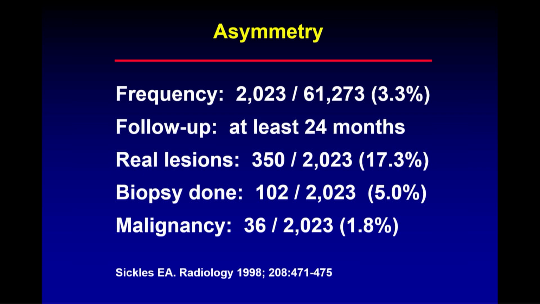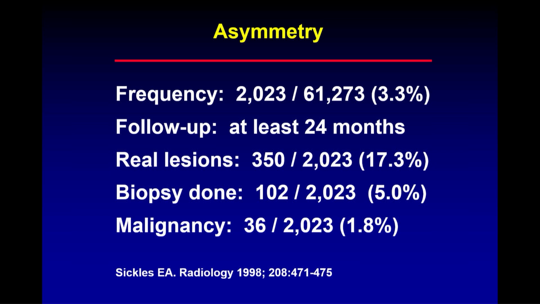Less than 20% of them turned out to be real, which means that more than 80% of them were summation artifact. Biopsy was done on only 5% of the cases, and there were only a little bit less than 2% breast cancers. That does not mean that asymmetry is a probably benign finding. Just because you see this number below 2% does not mean that that's a probably benign finding.